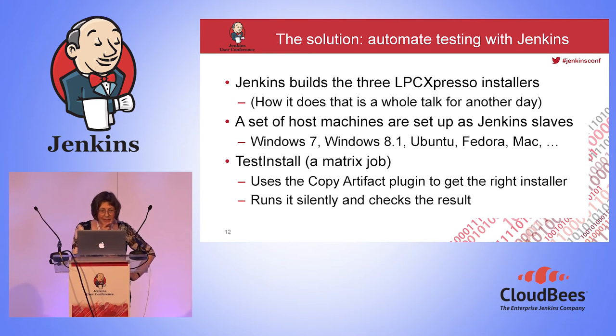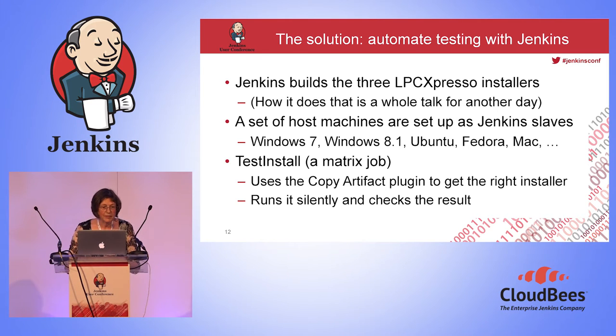So the solution, obviously, is to use Jenkins. To start with, we build the product. Building the product, I could enlarge on for a whole other talk, but that's a different thing. We end up with three versions of the installer. The installer is a huge thing, traditional: unzip this thing and run the installer. We run a job in Jenkins called test install, and that is a matrix. It uses the copy artifact to pick up the correct installer for the particular host machine that it's running on, and then it runs the installer silently, which took a bit of doing. We have to subvert the security on the host machine that is the Jenkins slave in various different ways, depending on the platform, so that an installer can run silently and actually install without putting up 'are you sure', and 'give me the root password', and all of the other dialogues you normally get when you run an installer.